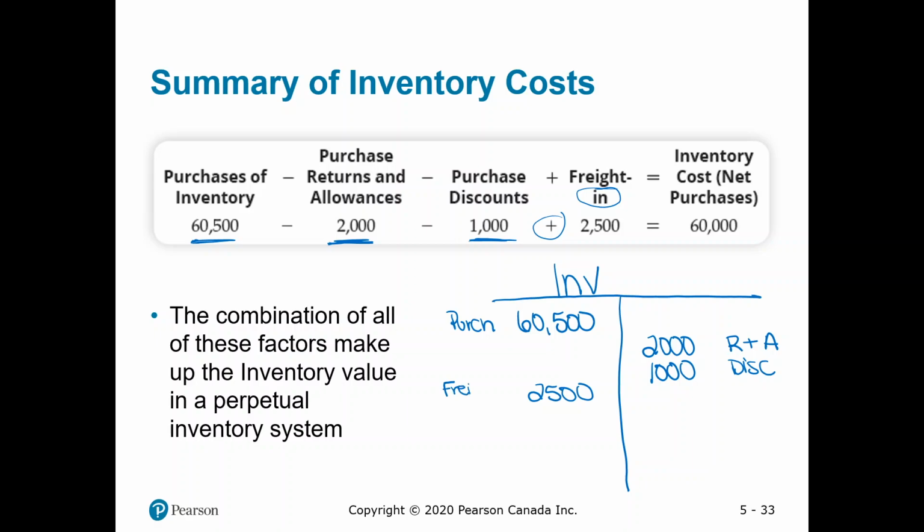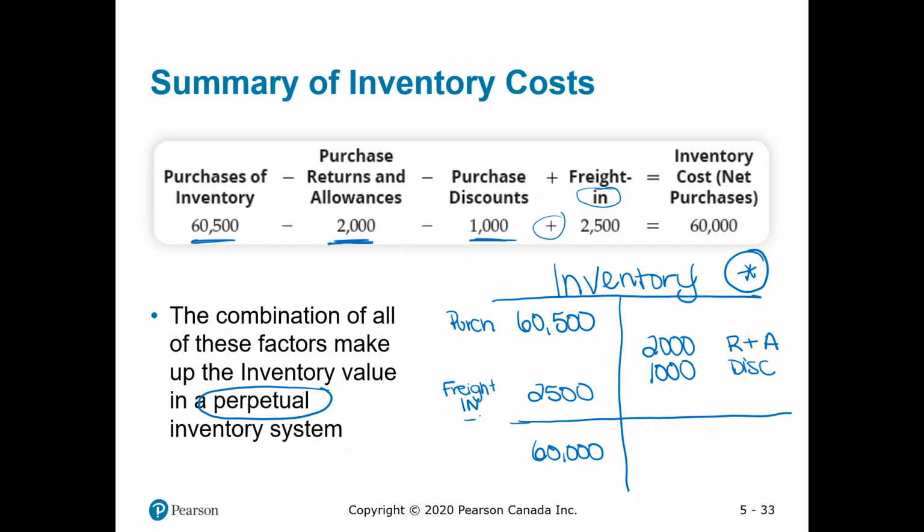But these all go through the inventory account when we're talking about the perpetual method, which is what we're focusing on. So overall, the cost of the inventory is $60,000, and that is all run through this inventory account. So those were the 4 items that we looked at. Okay, so that's purchases of inventory under the perpetual system. And then in our next few videos, we'll look at the selling side. So now that we've got all of these purchases, how do we record the sales of the inventory?